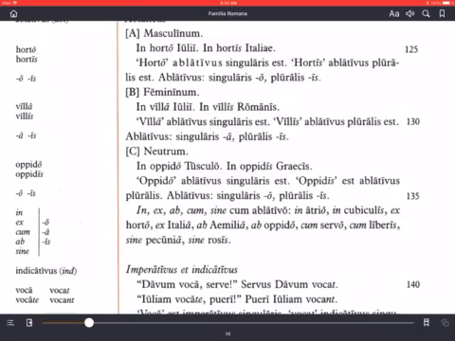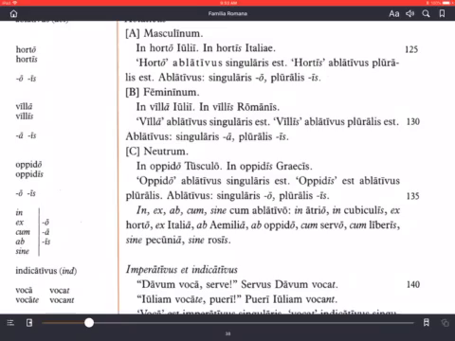And then it says cum ablativo, with the ablative. All right, notice they're using the word cum there. In atrio, in the atrium. In cubiculis, in the bedrooms. Ex horto, out of or from the garden. Ex Italia, out of or from Italy.